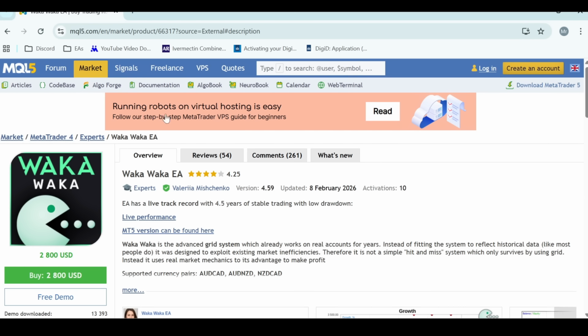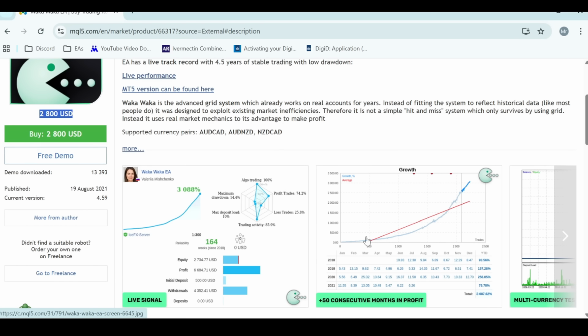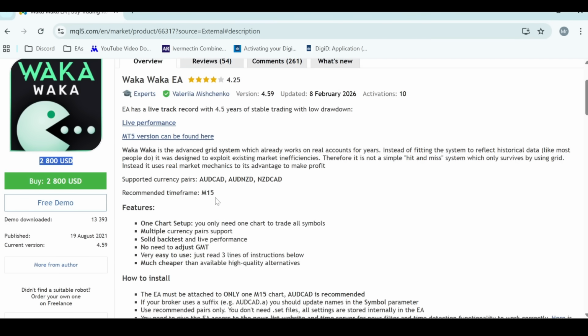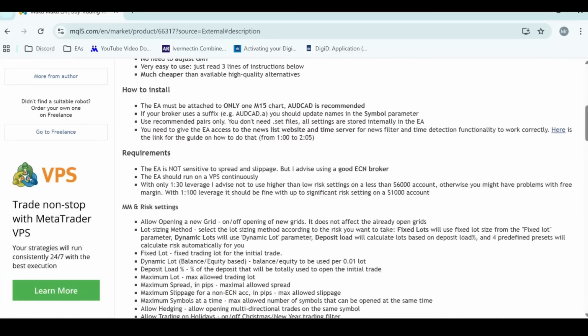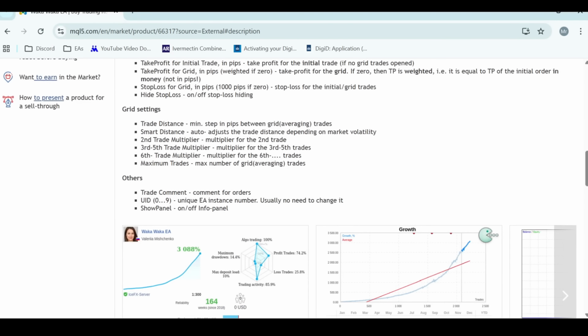Now, before we go forward, this trading robot has been on the MQL marketplace for years. It sells for $2,800, seems to be boosting a lot of profits, consecutive months in profit, and has full documentation on the features, how to install it, requirements, settings, strategy, and all the other good stuff. But what we're gonna do, we're gonna look through the entire EA, figure out how it works, and then we're gonna build it by ourselves.